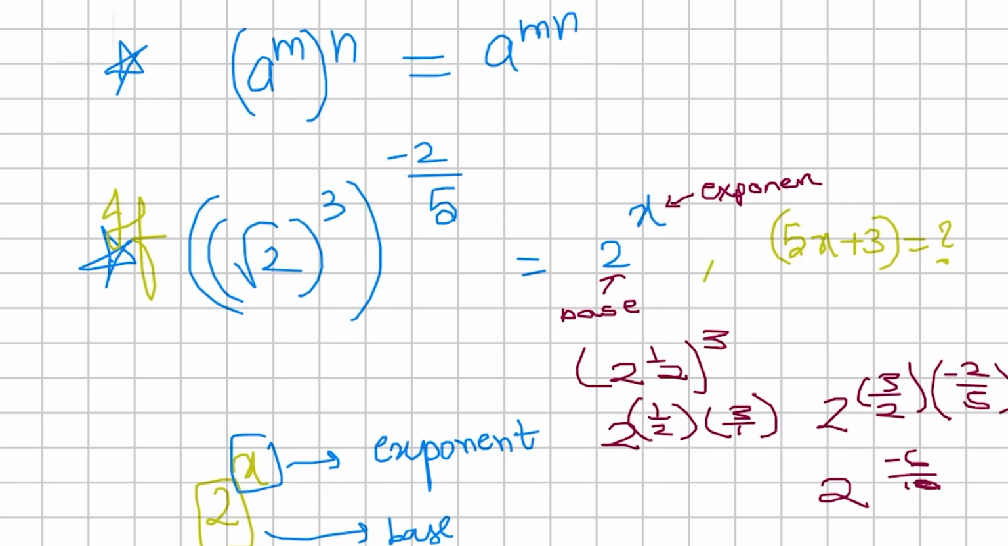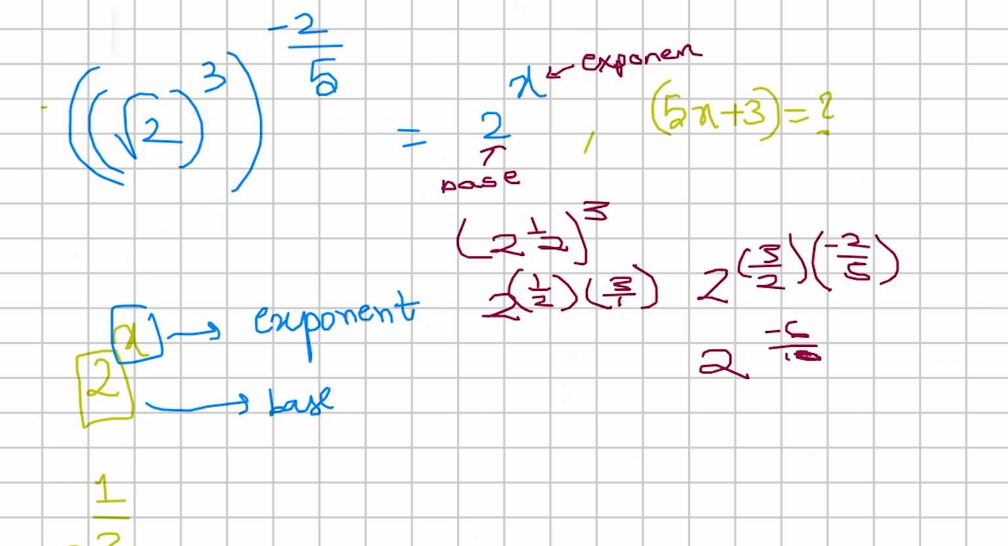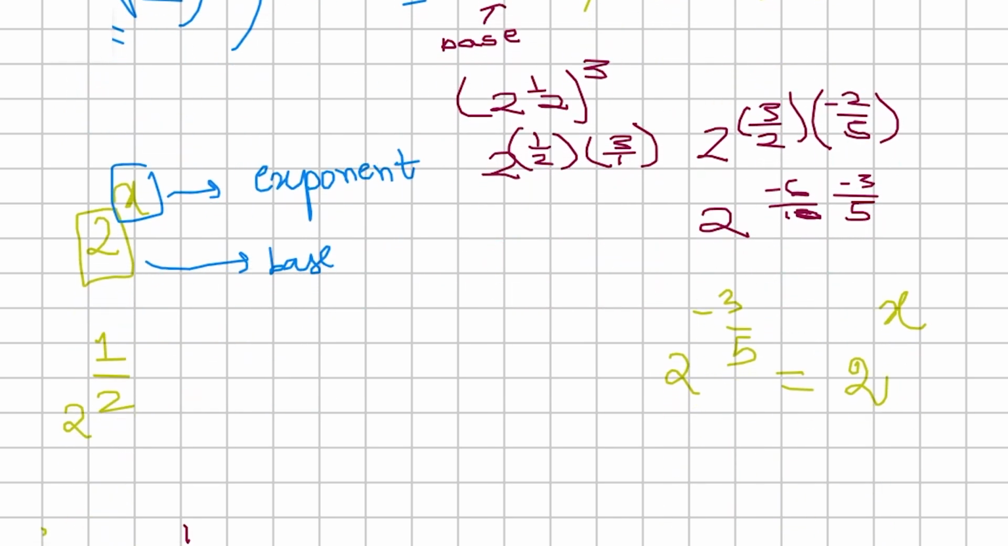So negative 6 over 10. Can you simplify it? Yes, 3 over 5. So 2 to the power negative 3 over 5, right? This was equal to what? Look at the question. This was equal to 2 to the power of x. So x is negative 3 over 5.